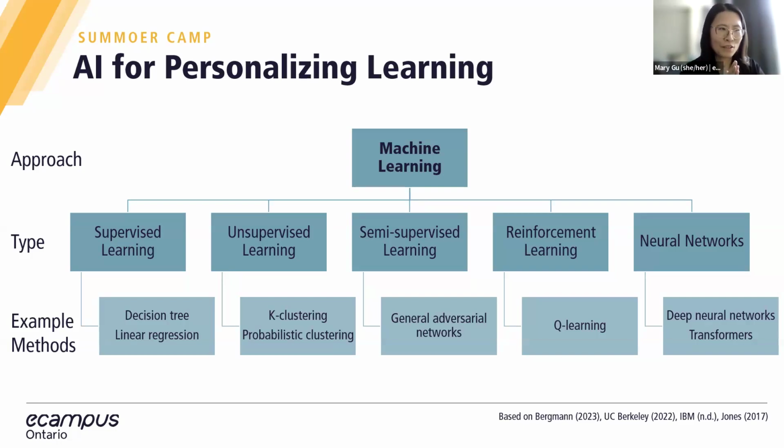And now we get into reinforcement learning and neural networks. So this is where we start getting to types that are not really based on exactly the extent of human intervention, which is why I call this categorization a little bit flawed. But I think it's important to mention because these types of machine learning are very common in personalized learning systems.